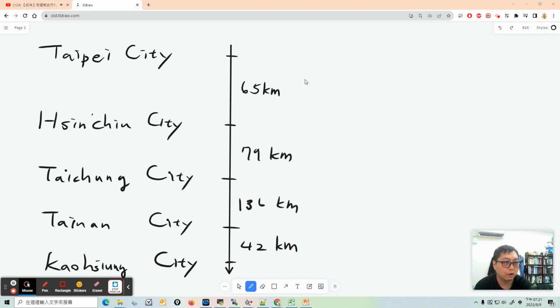In the textbook, it used American cities as an example, but I changed it a little bit. I use cities in Taiwan to show the concept of coordinates. The five major cities in Taiwan are Taipei City, Hsinchu City, Taichung City, Tainan City, and Kaohsiung City. The numbers here are the distances between the cities. This graph is not drawn to scale, I'm sorry about that, but it doesn't matter for the further discussion.